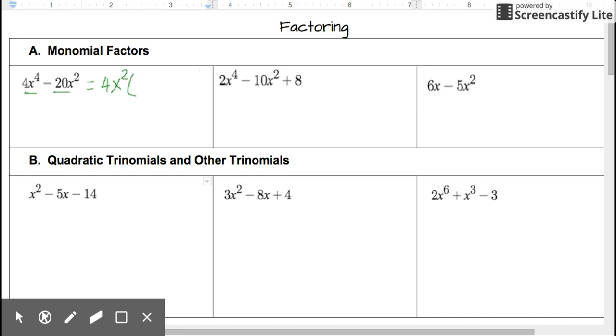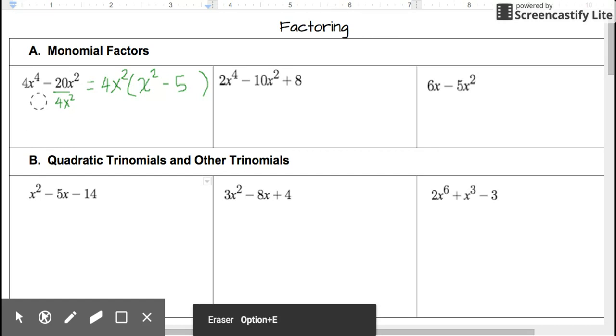So we have to factor out 4x squared. Now we have to figure out what expression we multiply to 4x squared to get the product 4x to the fourth minus 20x squared. I think it's easier to figure that out if we divide each term by the greatest common monomial factor. So 4x to the fourth divided by 4x squared is x squared, minus 20x squared divided by 4x squared is 5. So now we found the factors.